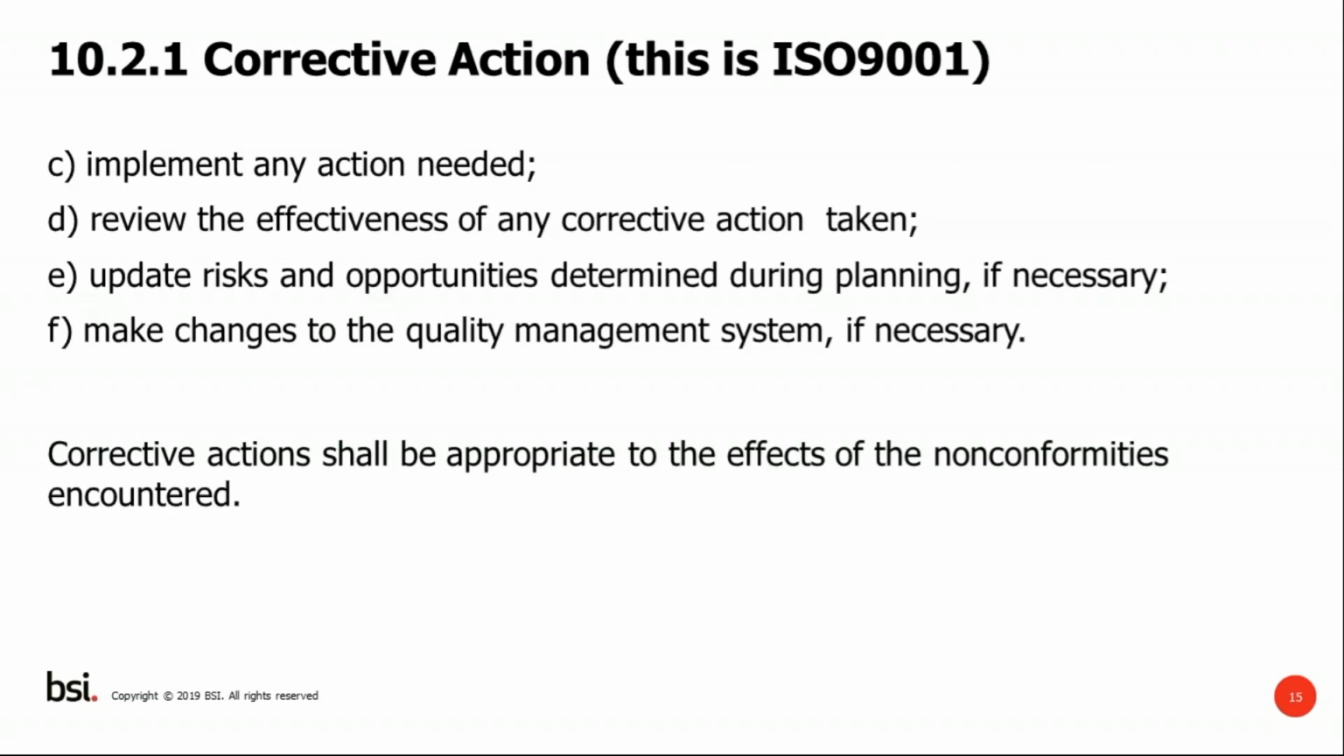So let's carry on with 10.2.1, which is corrective action for 9001. Implement any action needed. Review the effectiveness of any corrective action taken. Update risks and opportunities determined during planning if necessary, and make changes to the quality management system if necessary. And then it talks about the corrective action being appropriate to the effects of the nonconformity.